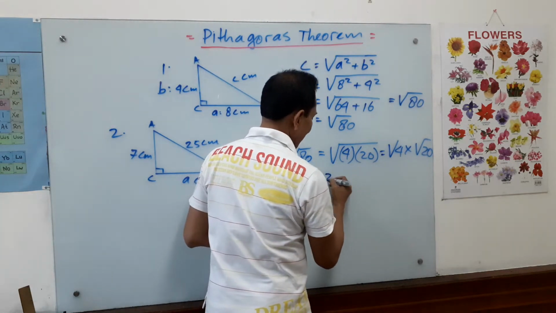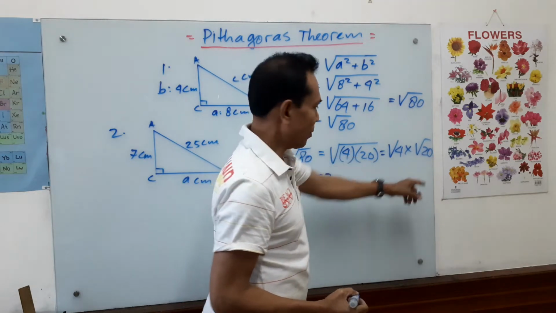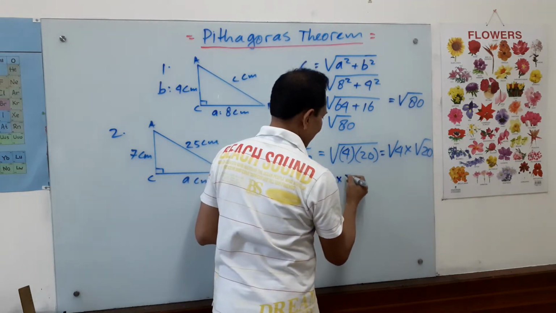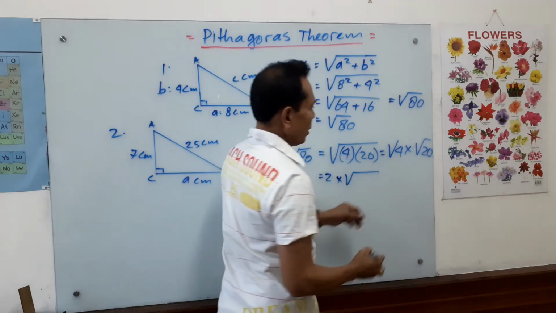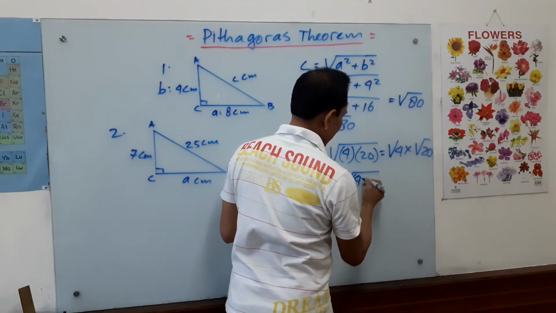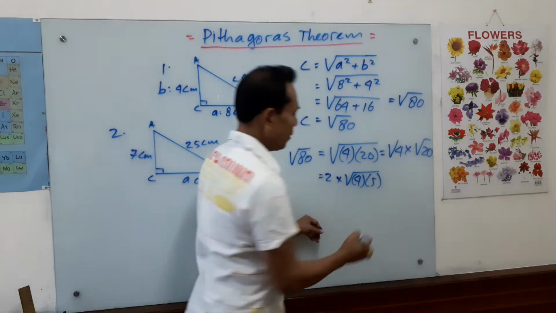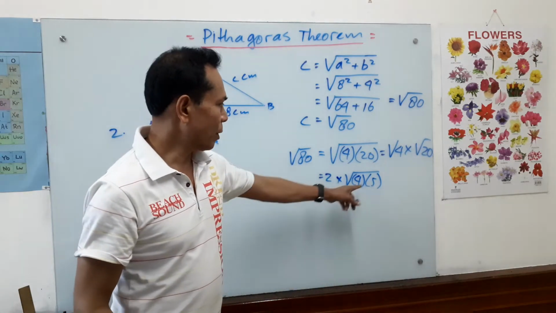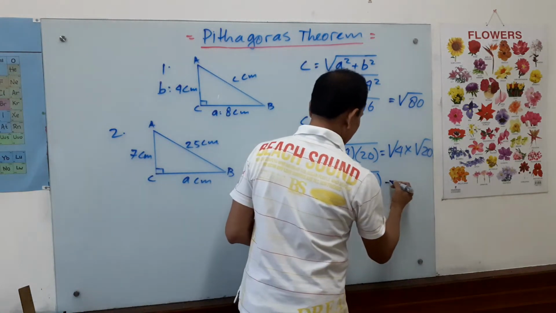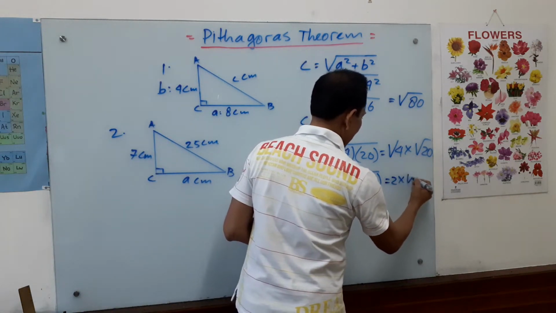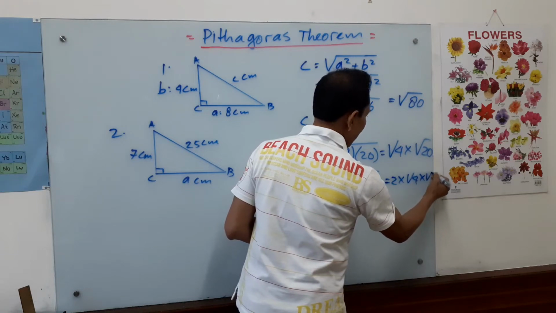Square root 4 is 2, but we need to break this square root 20 into square root of 4 times 5. So this is 2 times square root 4 times square root 5.